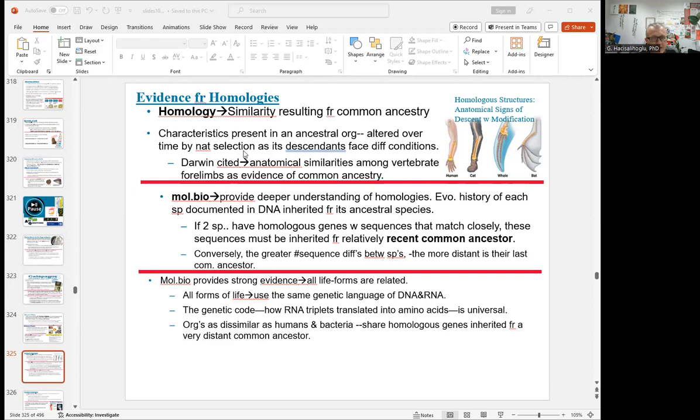Okay, there is another area that can be used as evolutionary evidence, which is molecular biology, which can provide a deeper understanding of homologies and the evolutionary history of species from their DNA records. If two species have homologous genes, in this case with sequences that match closely, these sequences must be inherited from a relatively recent common ancestor.